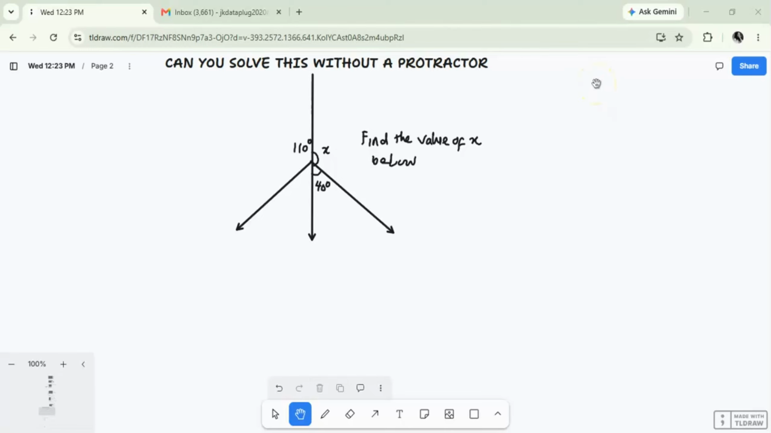Can you solve this angle question without using a protractor? Look carefully. It may look complicated, but there's actually a very simple trick that can help you solve questions like this quickly. Let's see if you can spot it.